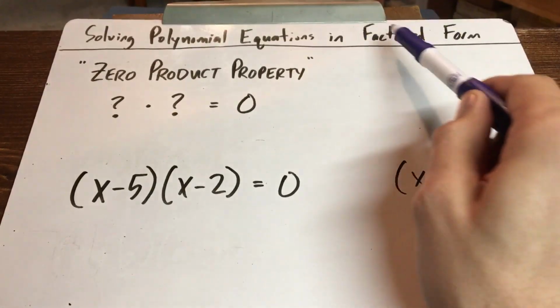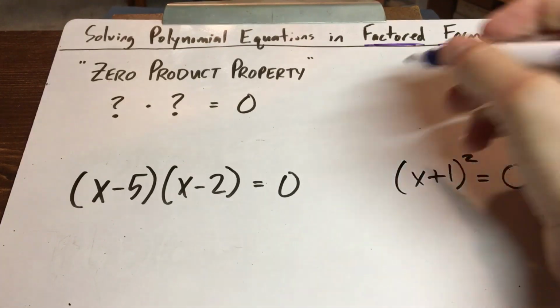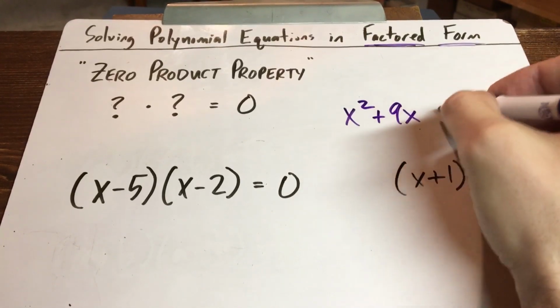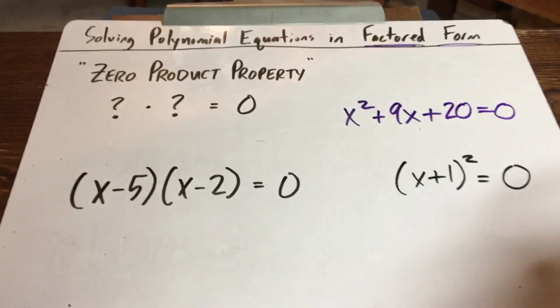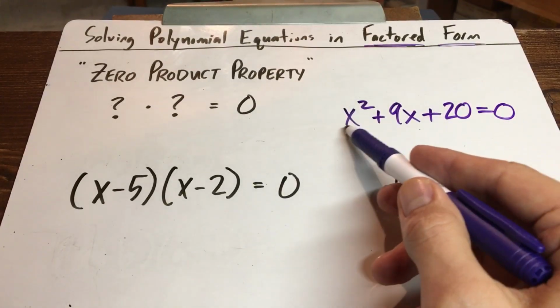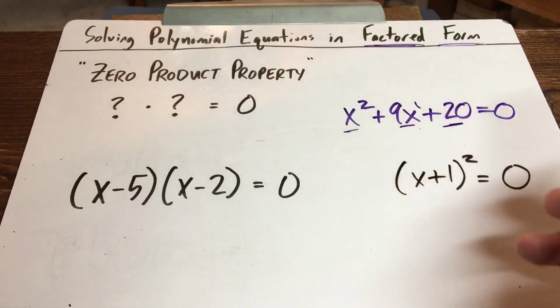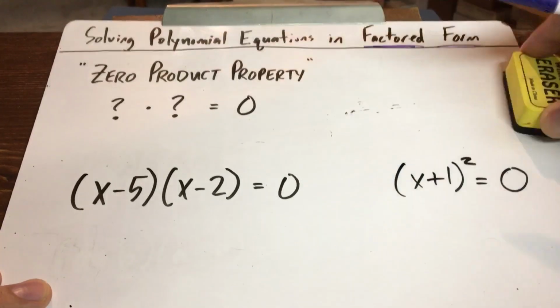And then the thing today is these are always going to be in factored form, right? You're not going to see anything like this, where this is a polynomial and it is an equation, but this is not in factored form. That's what we call standard form. Remember, you go from highest degree down to lowest degree, second power, first power, 0 power. So we'll save these for another day. Today, they're always going to be in factored form.